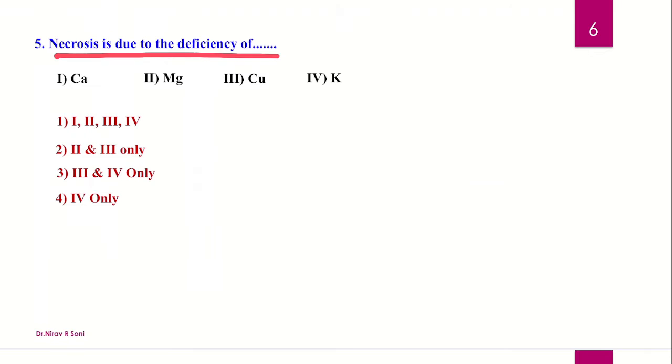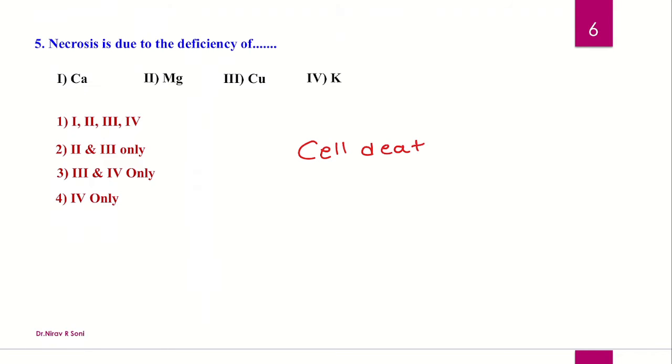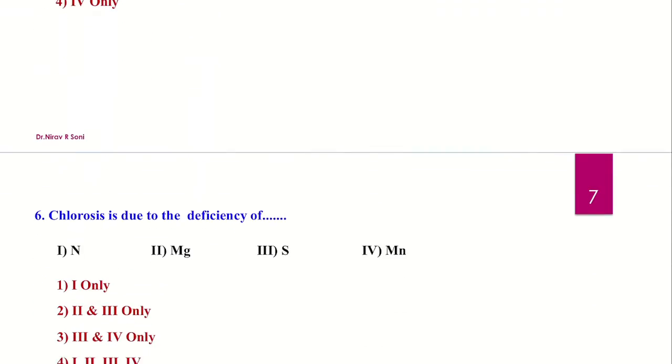Necrosis is due to the deficiency of calcium, magnesium, copper and potassium. What is necrosis? Necrosis is called cell death. And what is chlorosis? Chlorosis is called yellowing of leaves. Always you should remember two words in your mind. Necrosis, this is called cell death, and chlorosis, this is called yellowing of leaves. So your answer should be option number 1, 2, 3 and 4: calcium, magnesium, copper and potassium.